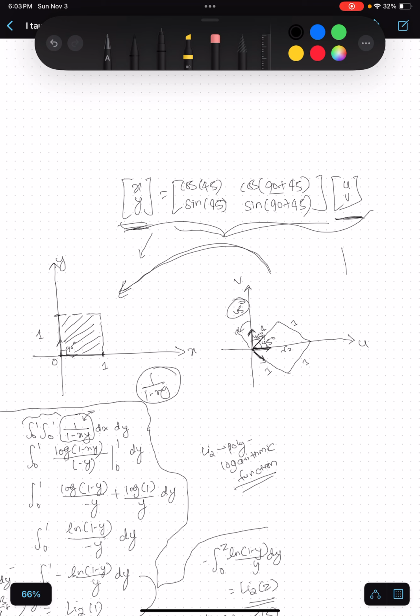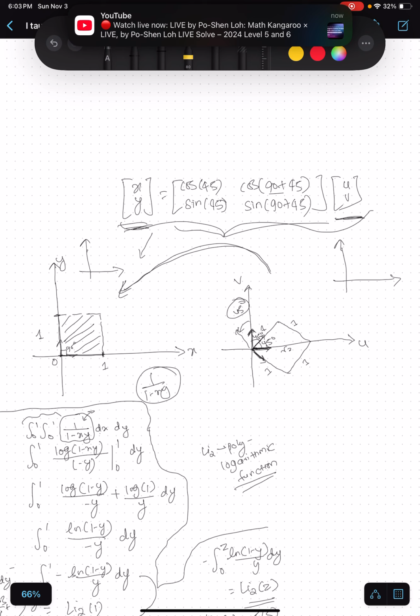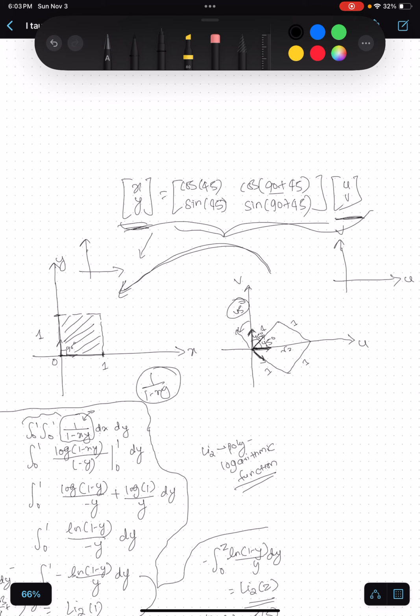I'm going to apply this transformation, and the good thing about it is that it's just a rotation transformation, right? In rotation transformations, the areas are preserved, the areas will not be multiplied or reduced. Nothing will happen. So over here, du dv in this case will just be the same as dx dy.